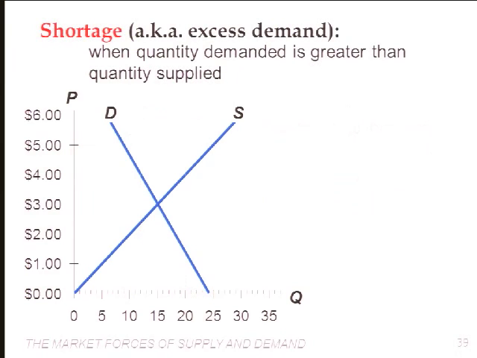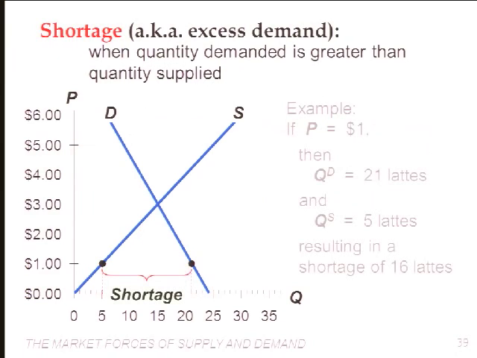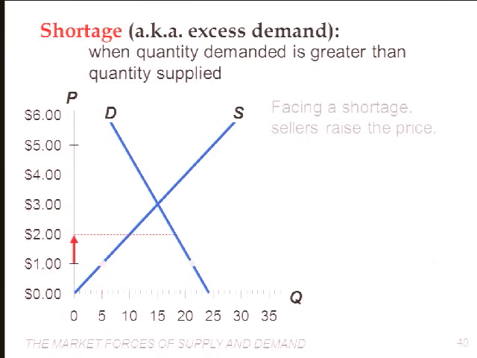That results in a shortage of 16 lattes, and that will put in motion an adjustment process where the sellers will see it's in their interest to raise the price in the marketplace, and when they do so, they will see that they can actually increase the quantity that they can sell, and that process will continue until the shortage vanishes, and it will only take place at the equilibrium. Right? All right, so that is the fundamentals of what happens in a perfectly competitive market with regard to temporary disequilibriums and then what the forces are that drive you toward the equilibrium.